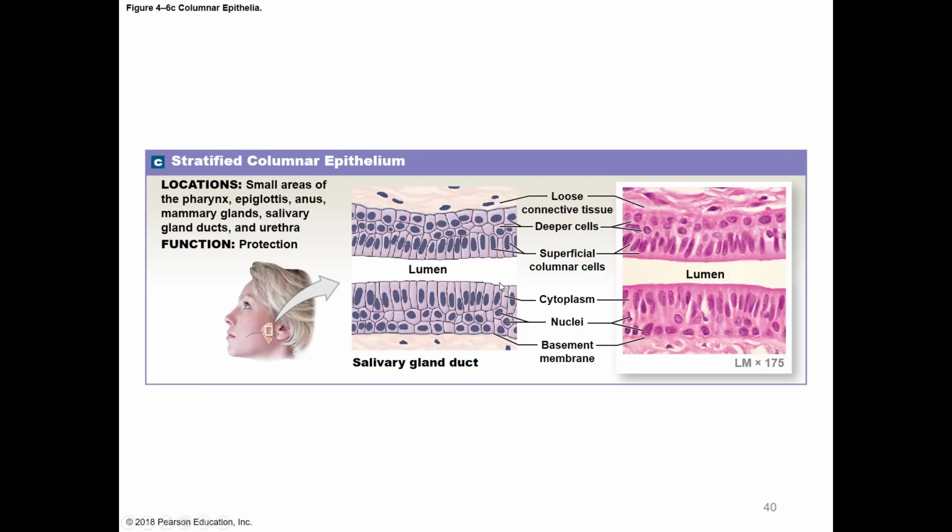Okay, so this is our stratified columnar. So let's take a look. We'll find the basement membrane right there. And we can see there are multiple layers, so that's definitely stratified. And then we look at shapes. So we're always going to look at the apical surface, which is clearly columnar. So this would be stratified columnar epithelia. And this one is taken from the salivary gland duct, which is close to the surface.